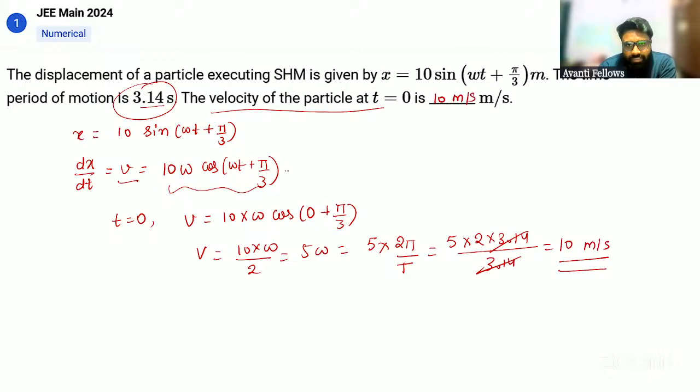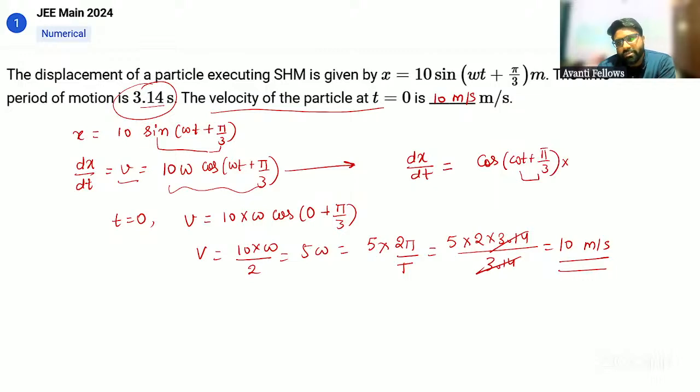देखो differentiation में अगर किसी को problem है तो just bring your attention here. dx by dt. Firstly, we will differentiate this function as it is. So this will behave as sin x. Differentiation of sin x will become cos x. What is written in the place of x? Omega t plus pi by 3. Now this inside is also a function of time. So we need to differentiate it again.